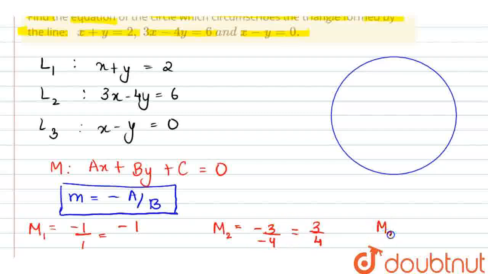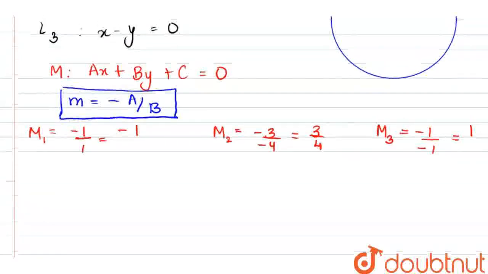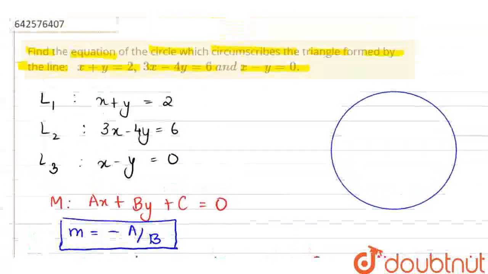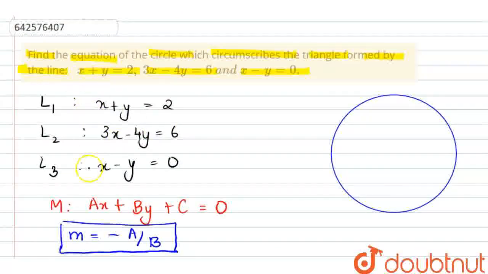Now if we calculate m3, the slope of line L3, that is equal to minus a by b, minus 1 by minus 1, which is equal to 1. Now we have these three slopes, and if we multiply m1 into m3, we get minus 1 into 1, which is equal to minus 1. When we get minus 1, this shows that lines L1 and L3 are perpendicular to each other.